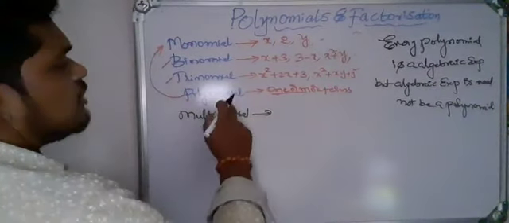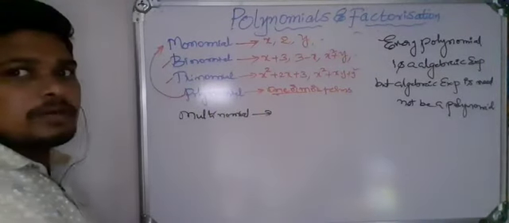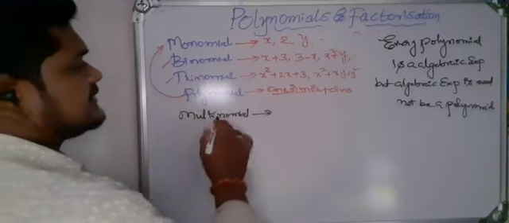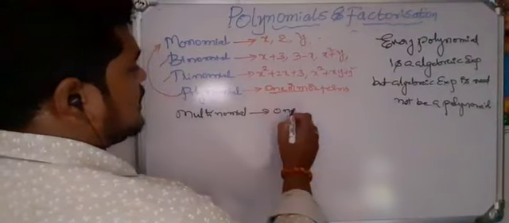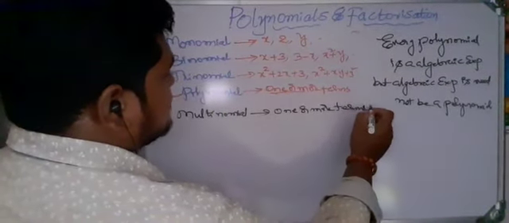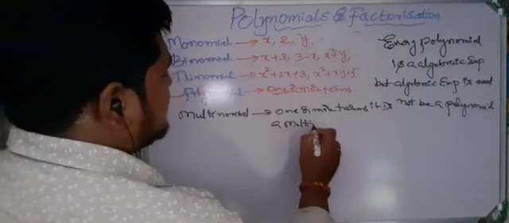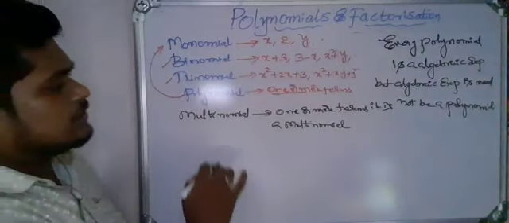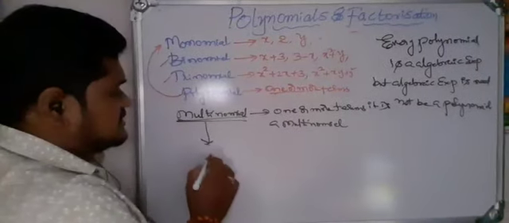And remember here, one or more terms. That means here monomial is also a polynomial. Coming to the multinomial, multinomial means here also it contains one or more terms. It is a multinomial, but here we have to take negative powers also.